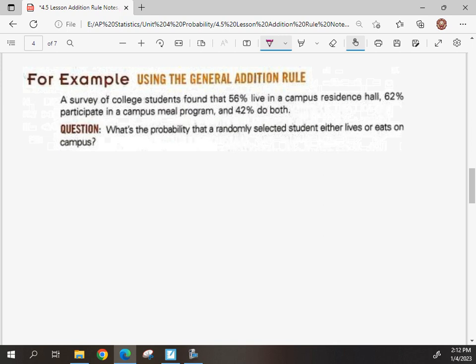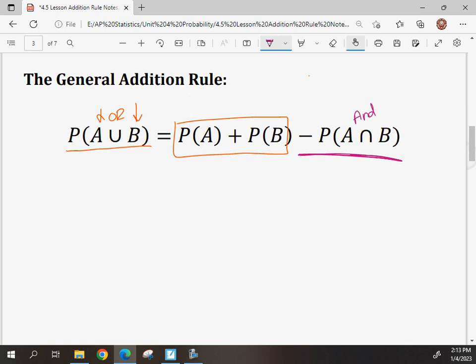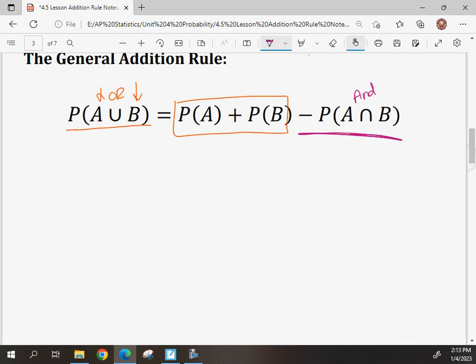And so we want to know the probability that a randomly selected student that we see lives or eats on campus, so one or the other. And so we can write it like this. I'm going to say live, use the or symbol, eat. And because we have this overlap, this both, that means that these two events are not mutually exclusive. They're not disjoint. They can happen at the same time. And so we have to use this general addition rule because we can't just add the probability of one to the probability of the other because there's an overlap.